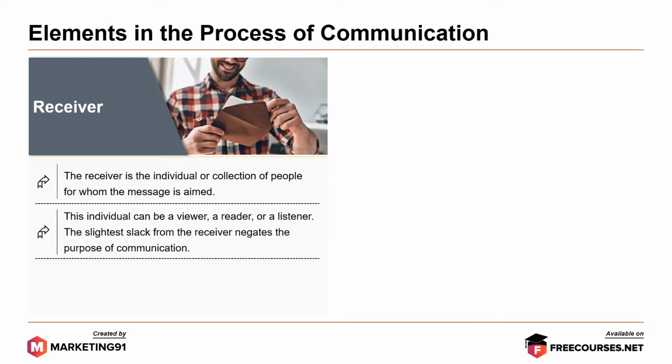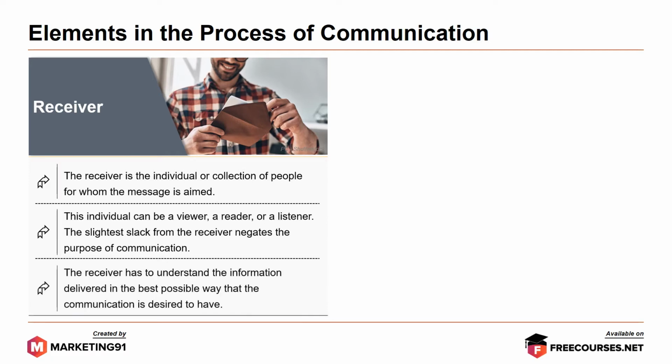Next, receiver. The receiver is the individual or collection of people for whom the message is aimed. This individual can be a viewer, a reader, or a listener. The slightest slack from the receiver negates the purpose of communication. The receiver has to understand the information delivered in the best possible way that the communication is desired to have. How well the receiver understands the message relies on the extent of their knowledge of the relationship with the sender, the trust, experience, and topic of the message.